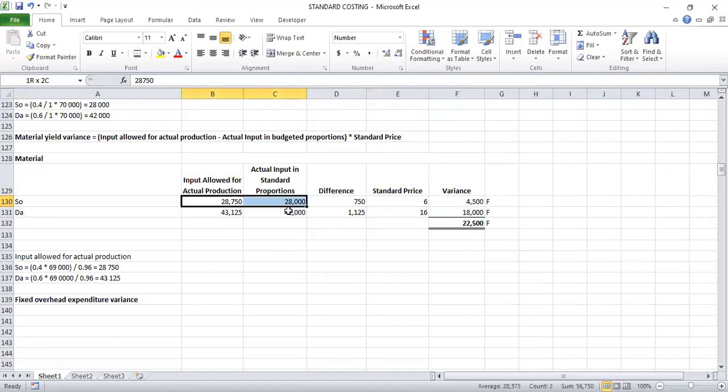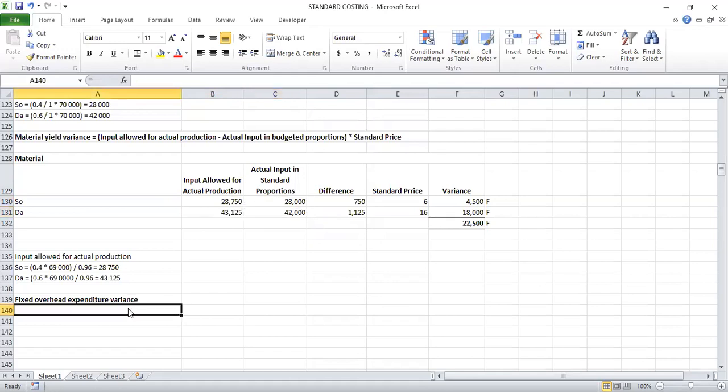Yeah. The input that you were allowed was more; you actually used less. You were supposed to use 28,750, but you only used the 28,000 to get that yield that you got. According to the standards, you were supposed to use 28,750 kgs of salt, but you only used the 28,000. You were supposed to use 43,125, then you only used 42,000. So basically you used less than the input that is allowed. Oh, okay.